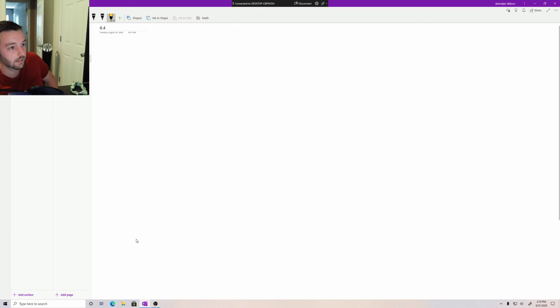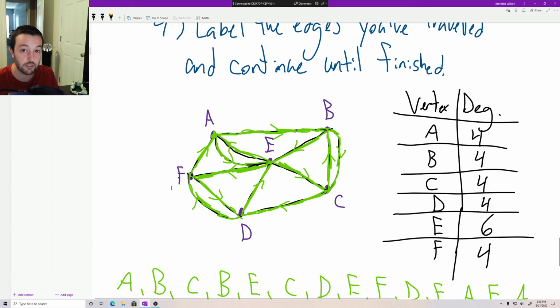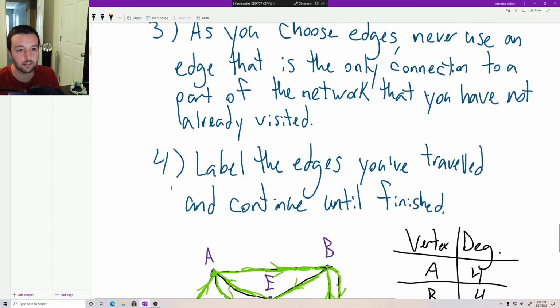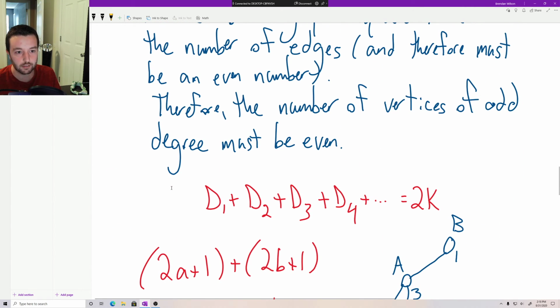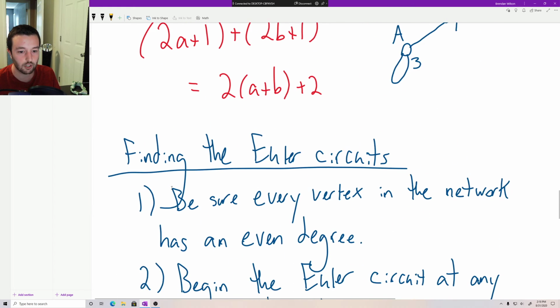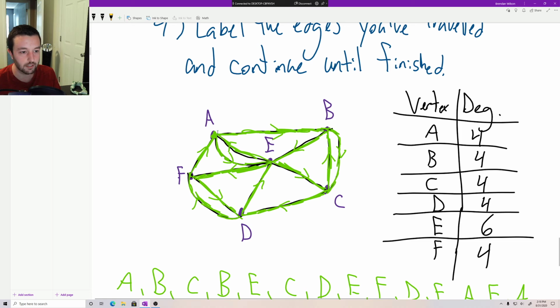So today we're going to get into 6.4. Just as a reminder, in 6.3 we talked about Euler circuits and Euler paths. These were paths or circuits where you only cross each edge one time. Like here you can see we only cross the edge AB one time, only BE one time, etc.